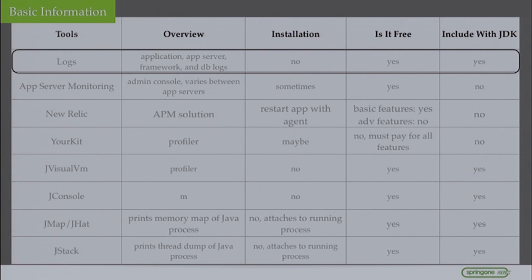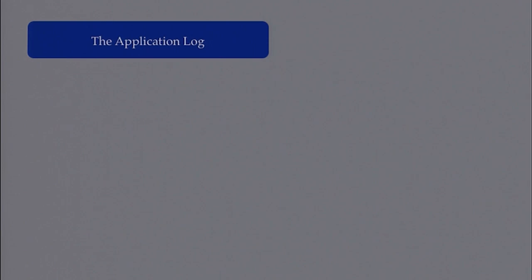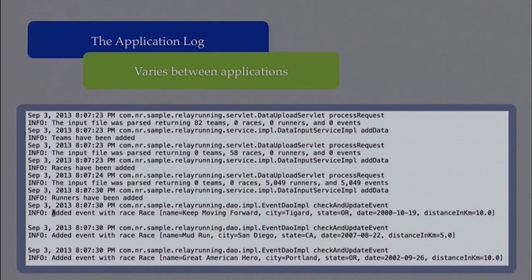So logging, it's generally turned on at some level. There's generally properties files, so you don't have to restart to get a higher level of logging. And it's generally free. You don't normally have to pay extra for logging. So we'll start by looking at the application logs. Again, this is going to vary significantly between applications. Here we don't really see too much information to help us with debugging.